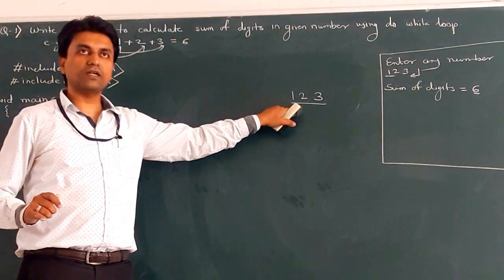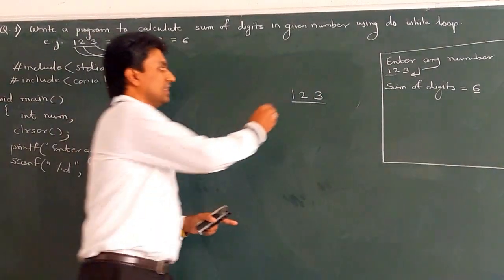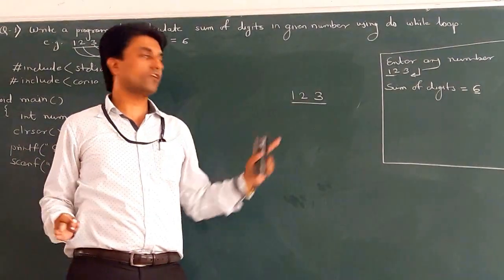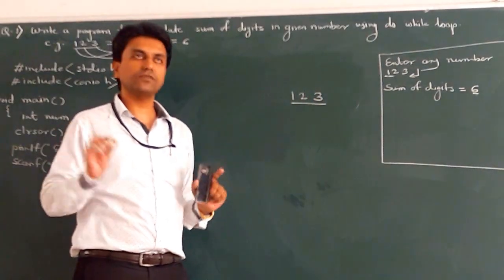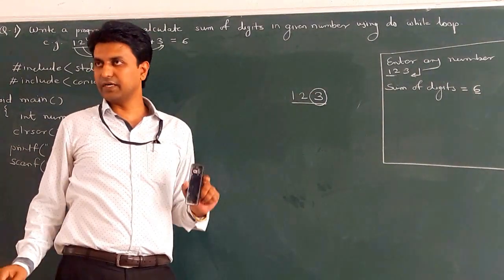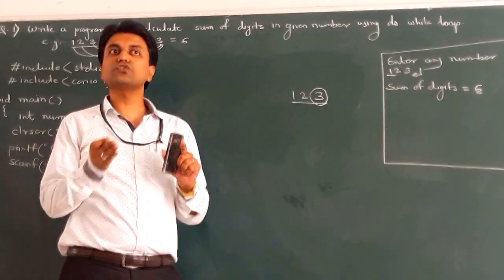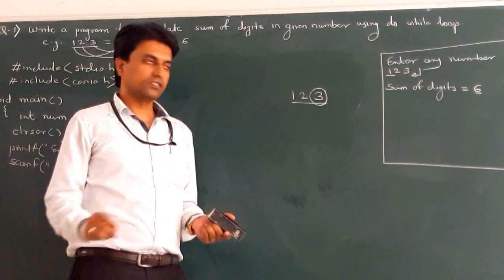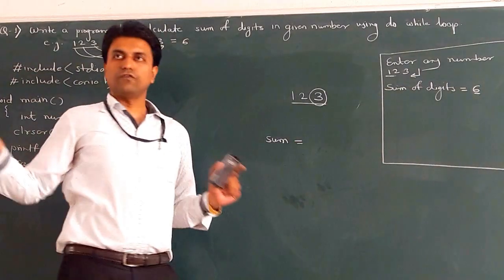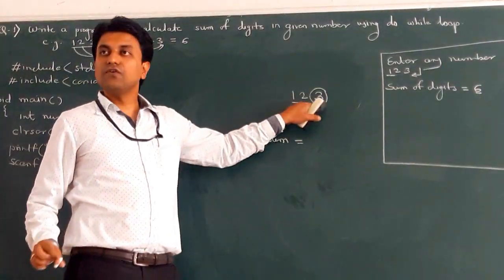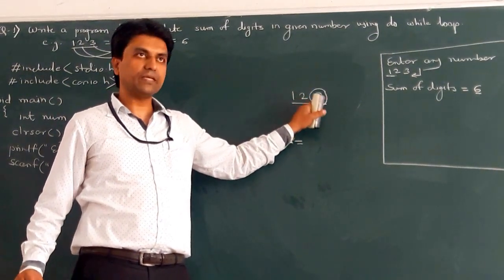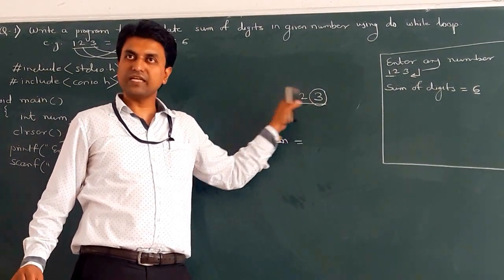Look, let's simply check what we are doing. First, take the number from the user. What is the first step? Separate the digit from the number, the first digit from the number. That means first separate the last digit from the number and add that digit into some intermediate variable. Suppose that intermediate variable is sum. What is the first task? Separate the first digit from the given number. The number is 123. Separate the first digit, that is 3, from that number.